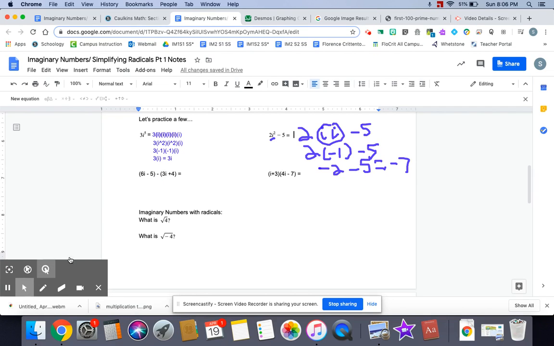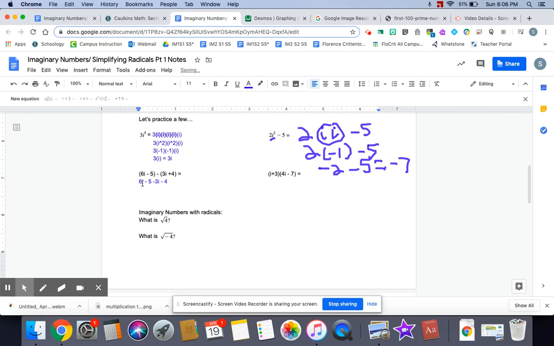All right. Then if I try this one right here, the first thing I have to do is this parentheses has nothing in front of it, so I can copy it just the same. It's just 6i minus 5. However, this parentheses has a negative in front, and that negative needs to go into both of those. So this +3i is going to become a -3i, and this +4 is going to become a -4, because I have to distribute that negative into both.